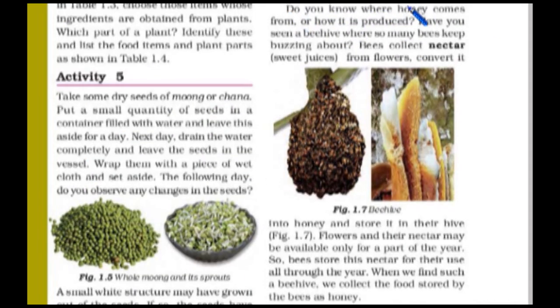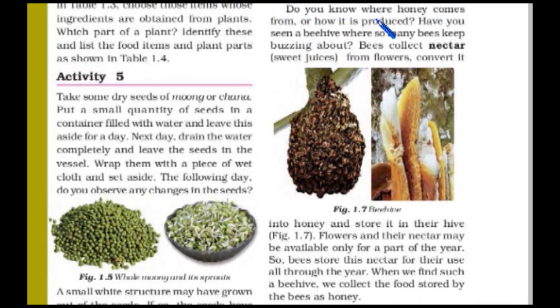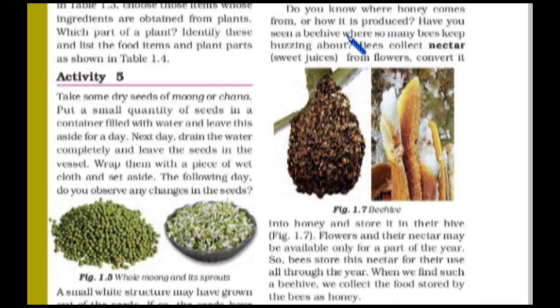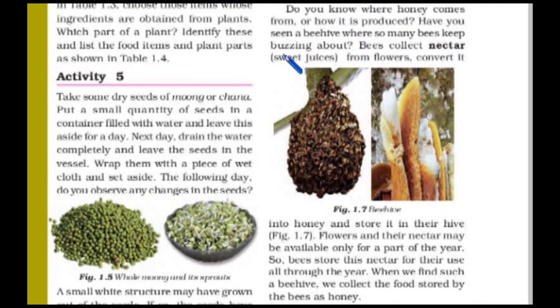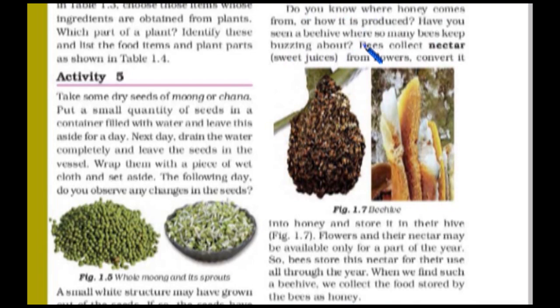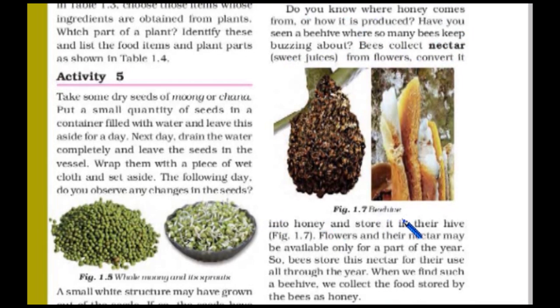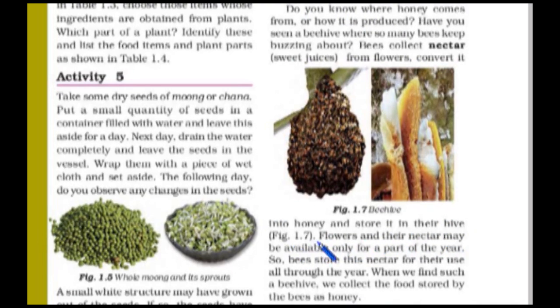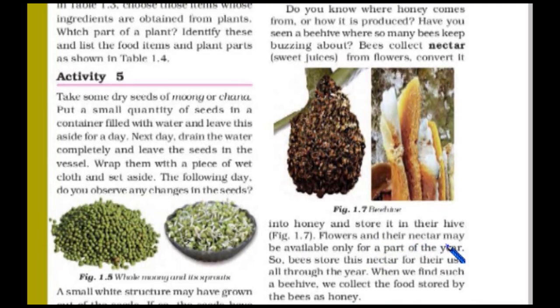Do you know where honeycomb comes from or how it is produced? Have you seen a beehive where so many bees keep buzzing about? Bees collect nectar, that is sweet juice. Bees collect nectar from flowers, convert it into honey and store it in their hive. Flowers and their nectar may be available only for a part of the year. So bees store this nectar for their use all through the year.